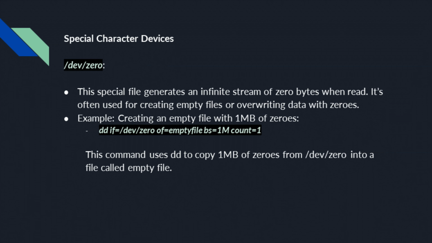/dev/zero. This special file generates an infinite stream of zero bytes when read. It's often used for creating empty files or overwriting data with zeros. Example, creating an empty file with 1 megabyte of zeros. dd if=/dev/zero of=emptyfile bs=1M count=1. This command uses dd to copy 1 megabyte of zeros from /dev/zero into a file called emptyfile.